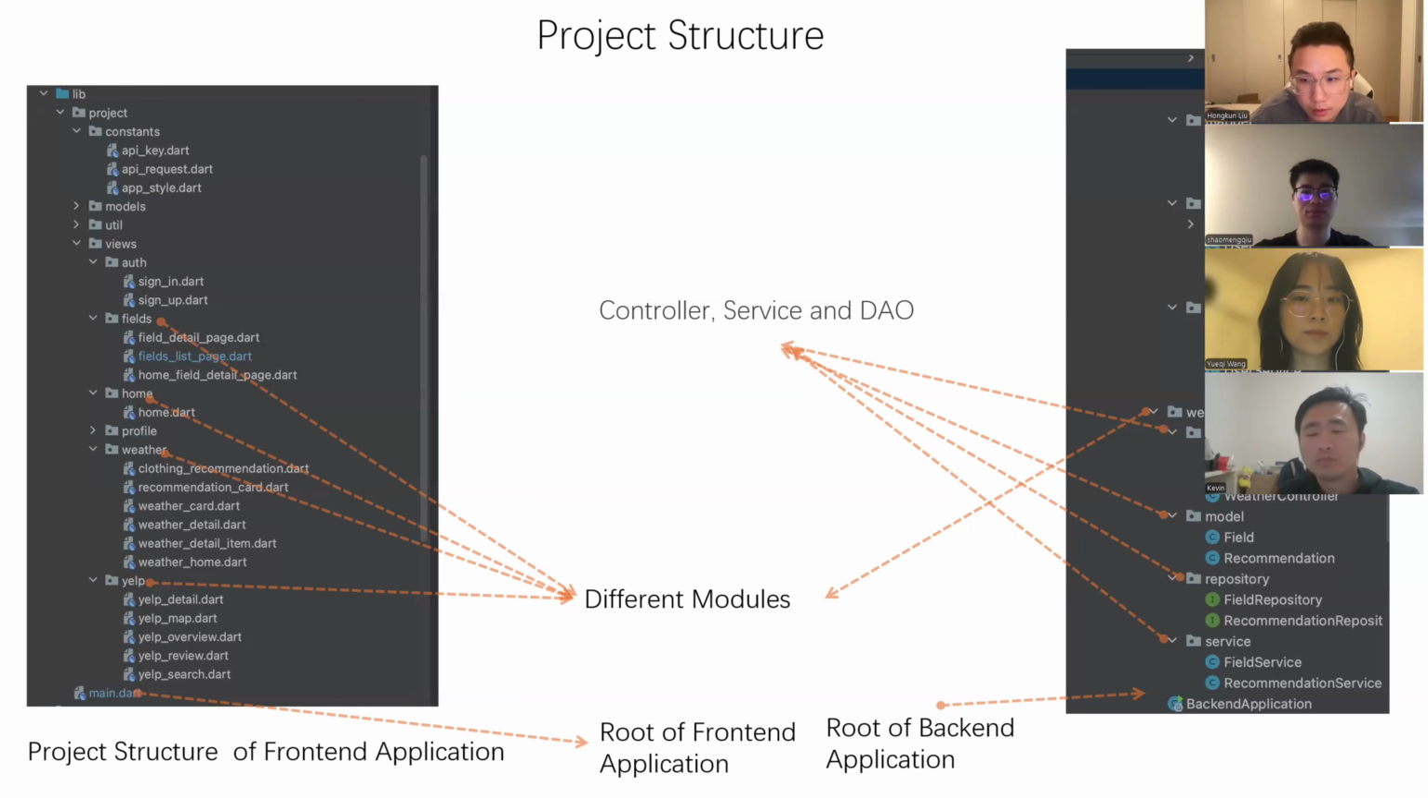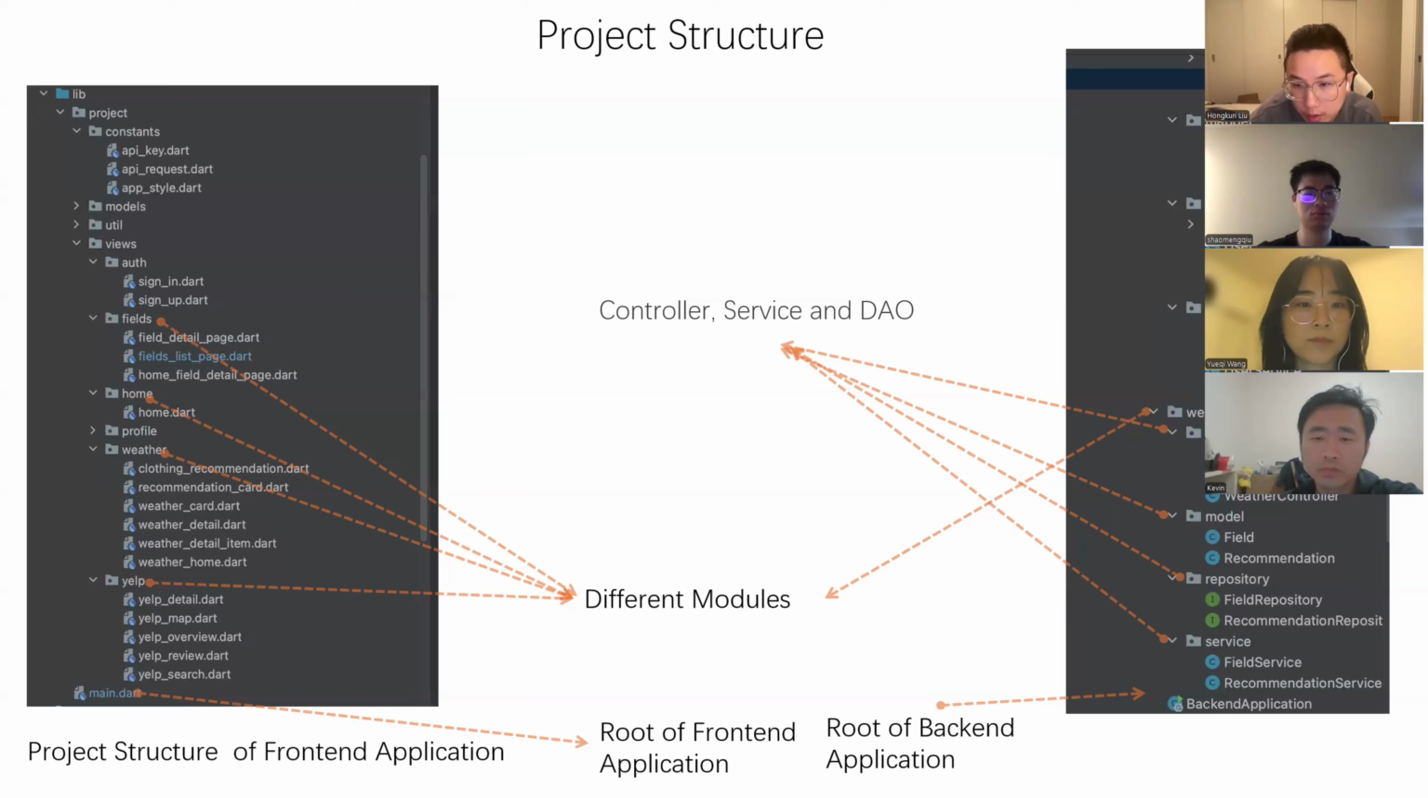The right-hand side is a snapshot of the back-end application. As you can see in this snapshot, we also have multiple modules, and for each module there are 3 layers. That's the controller layer, service layer, and DAO, which stands for data access object layer. The controller layer is mainly responsible for sending responses to the front end and handling HTTP requests from the front end. So this is the controller layer.